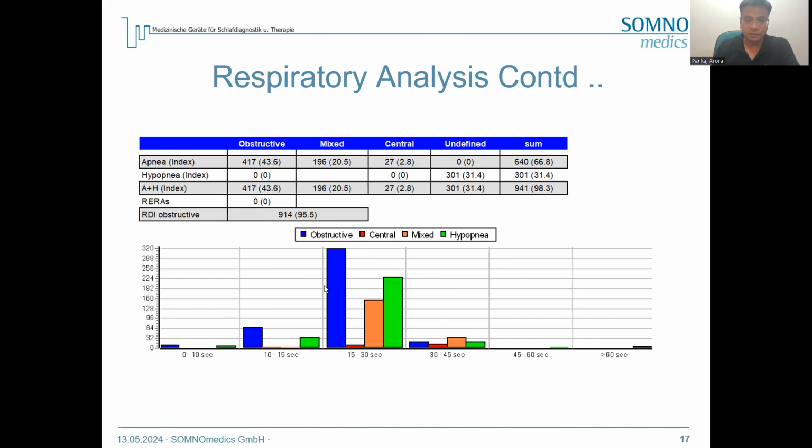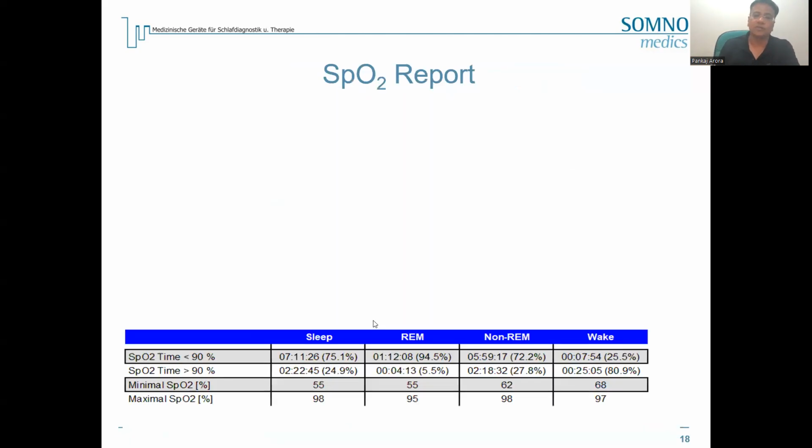For example, if you look at this bar, most of his obstructive sleep apnea is happening between 15 to 30 seconds. So you will come to know that the obstructive apneas or hypopneas were mostly between 15 to 30 seconds, and not at 45 to 60 seconds, where it's showing nil. Most of his obstructive apneas, hypopneas and central apneas are happening between 15 to 30 seconds, and then he is getting aroused always.